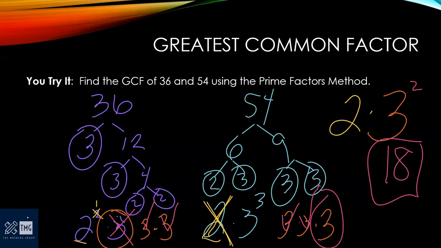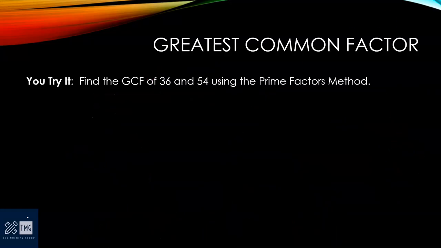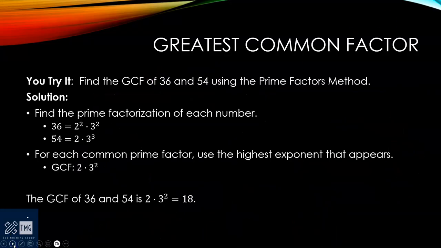So I don't know if that made a whole lot of sense. Hopefully it did. But then also check, does 18 divide evenly into each of these numbers? Yeah, sure does. And that's how you can tell if you have a greatest common factor.